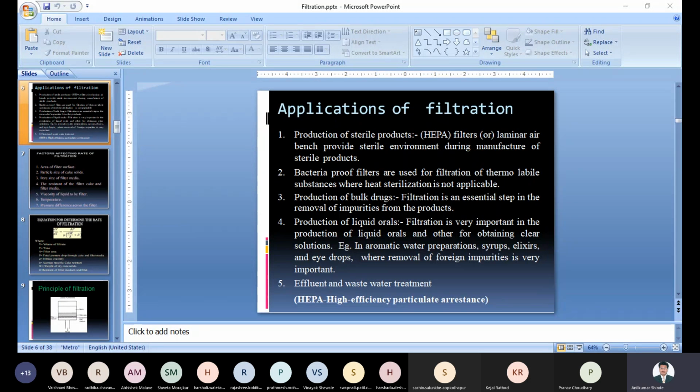Understand it? So we can use different types of filter medium. Whatever air is coming from the outside should be filtered, right? And that filter can be used. Different types of filters can be used, maybe primary filters or secondary filters. But HEPA filters are used for the preparation of sterile products.